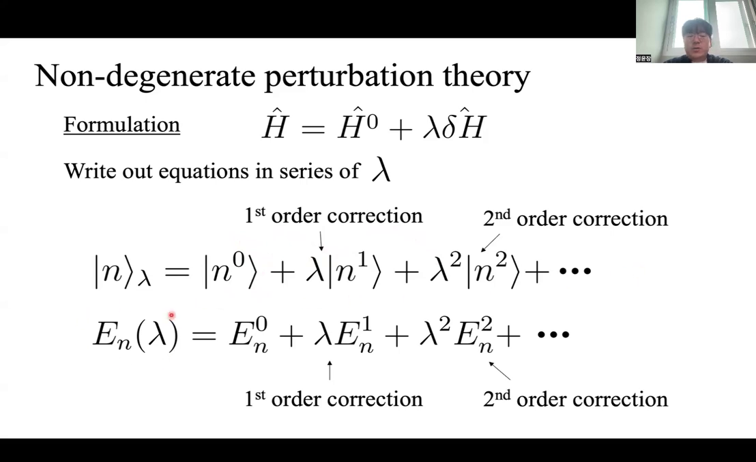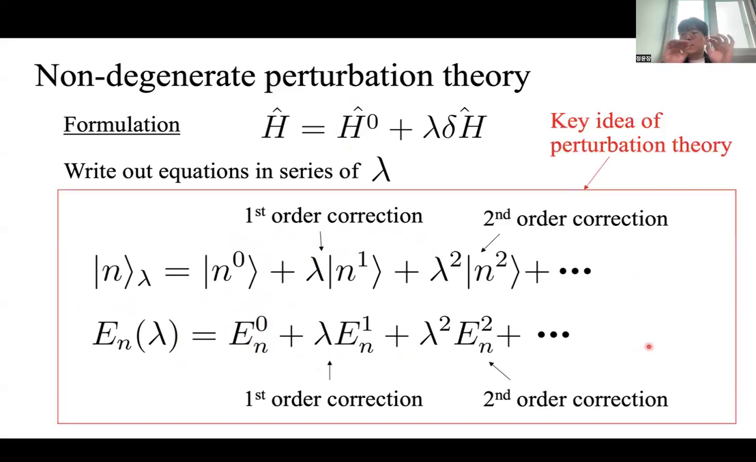Same thing with my energy. I have my starting point, which is the energy when lambda equals zero. This is what we already know. This is for this case. And then I have a first order correction to energy and a second order correction to energy, and so on and so forth. So in a way, this is the key idea of perturbation theory. It's just an approximate method to solve this problem when lambda is small.